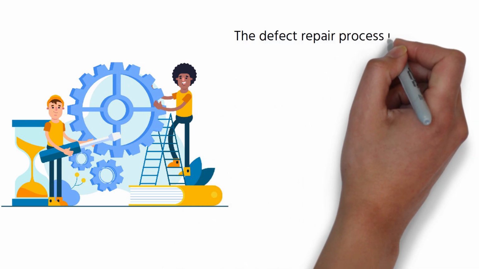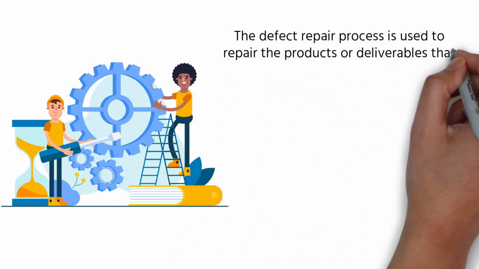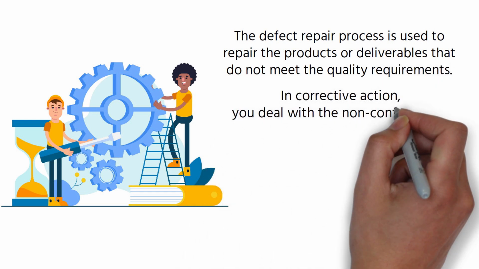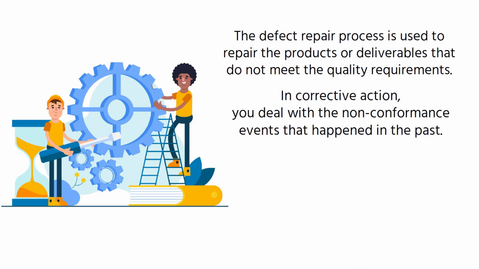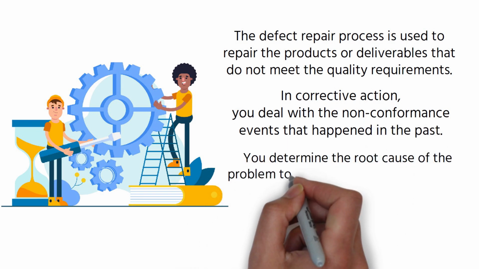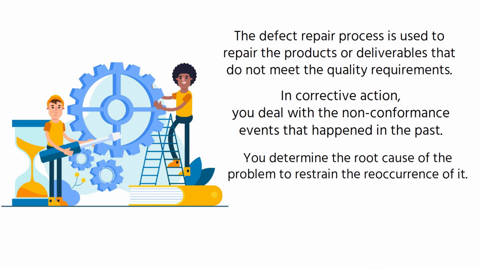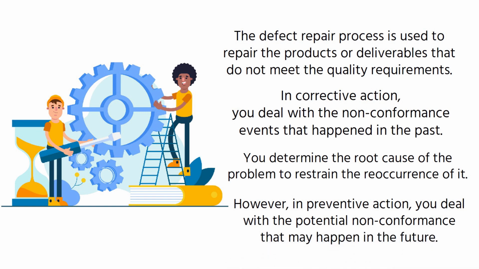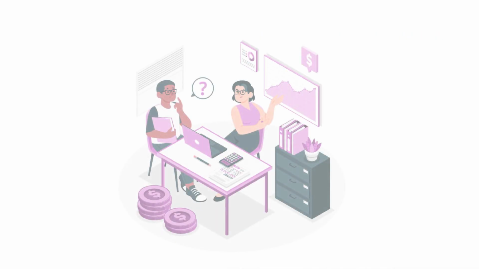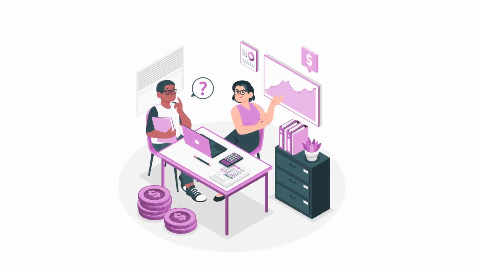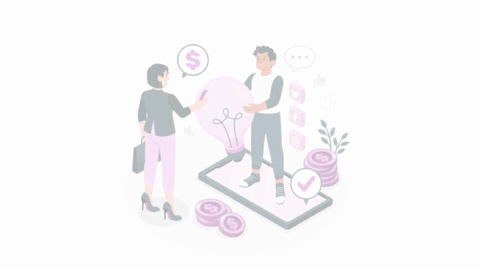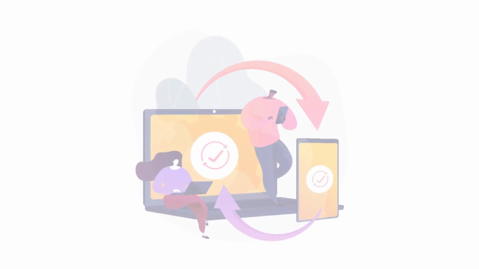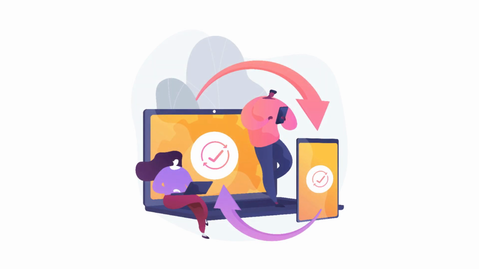The defect repair process is used to repair the products or deliverables that do not meet the quality requirements. In corrective action, you deal with the nonconformance events that happened in the past. You determine the root cause of the problem to restrain the reoccurrence of it. However, in preventive action, you deal with the potential nonconformance that may happen in the future. The costs related to defect repair, preventive action, and corrective action are internal to the organization. The cost of scope changes that the client has asked for is paid by the client. Change requests must be documented and updated in the change management system.